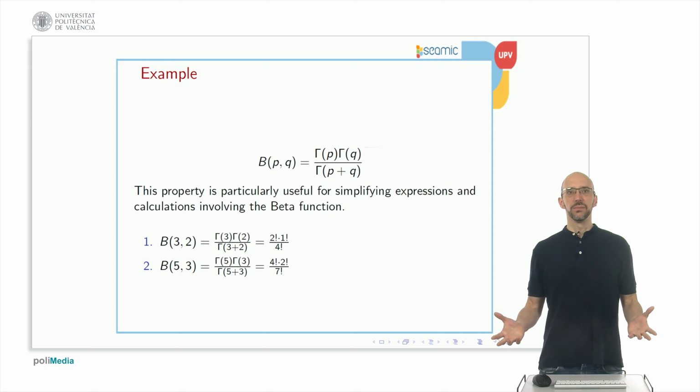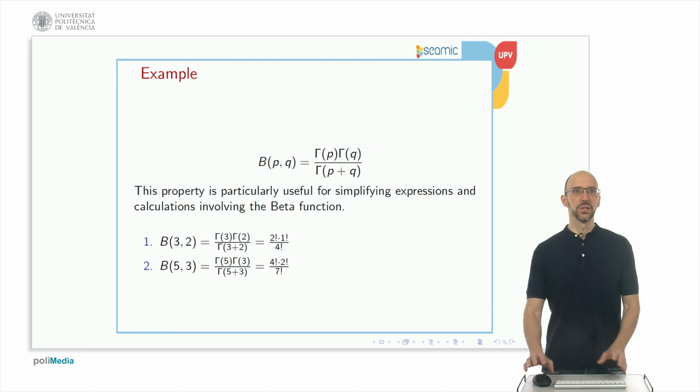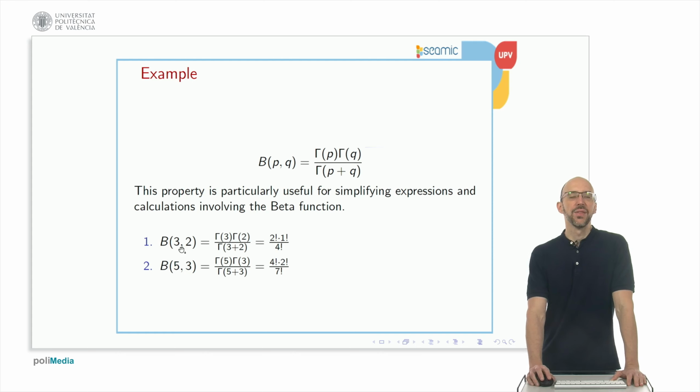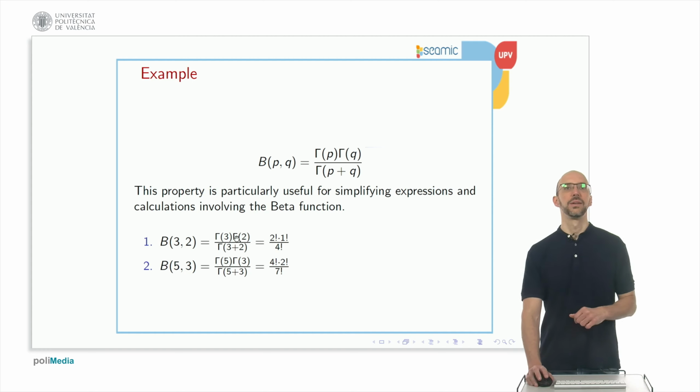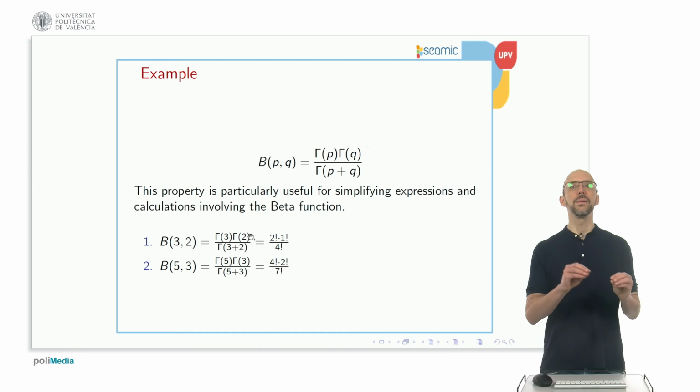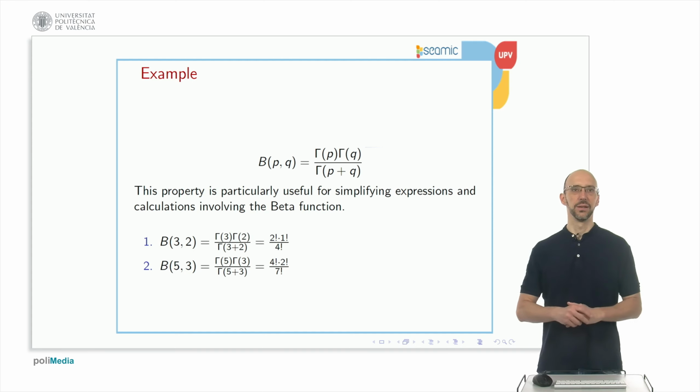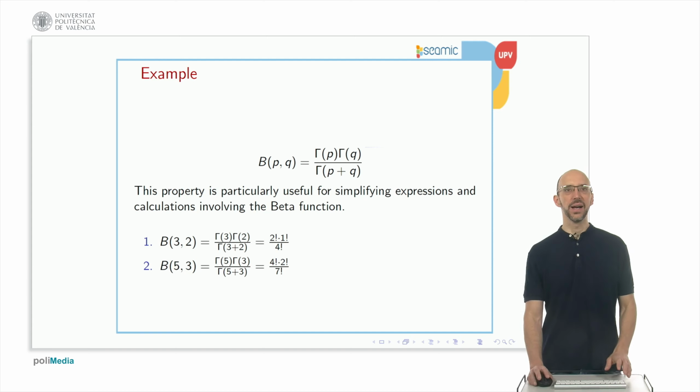Let's start calculating some beta function values. Imagine that you have beta of 3, 2. By definition, as you see at the top of the screen, this is gamma of 3 times gamma of 2, divided by gamma of 3 plus 2. Gamma of 3, as you remember, is just 2 factorial. Gamma of 2 is 1 factorial. It's always the number minus 1 factorial. 3 plus 2 is 5, and gamma of 5 is 4 factorial.